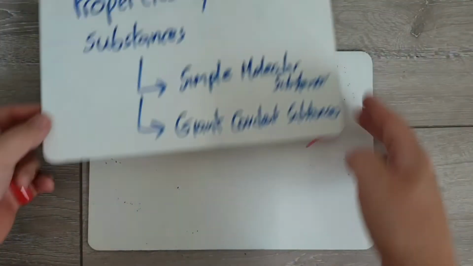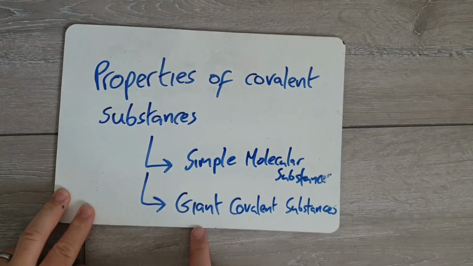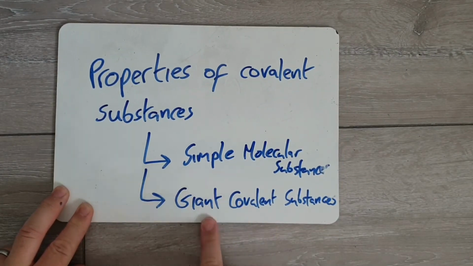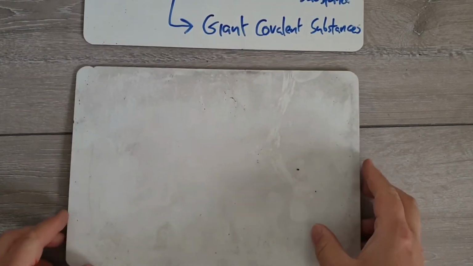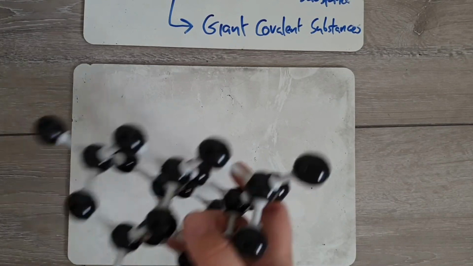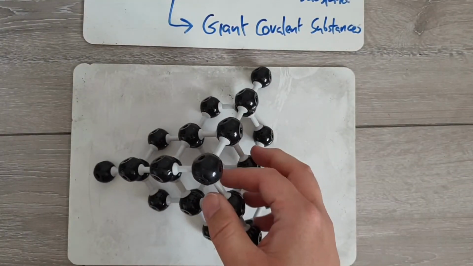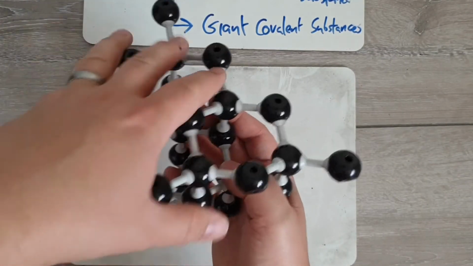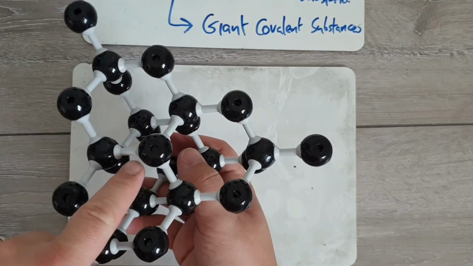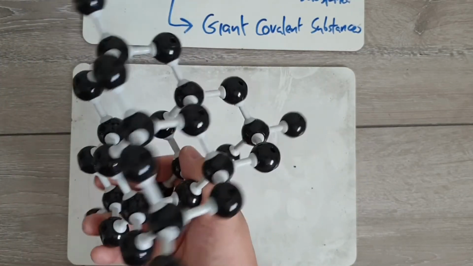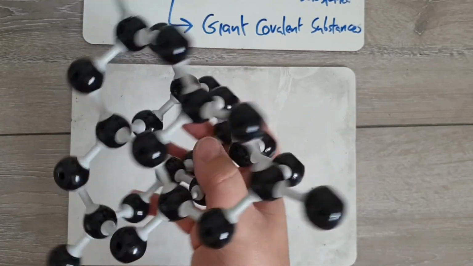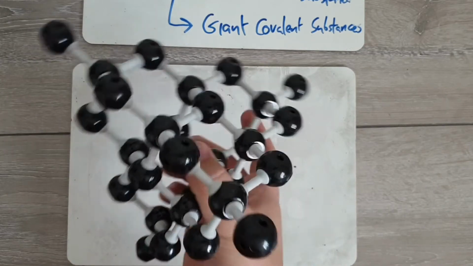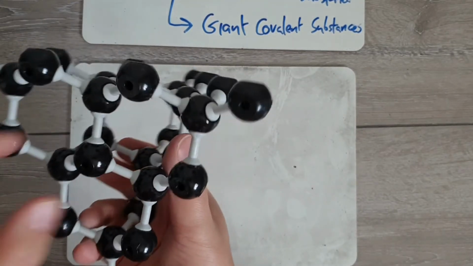So now we're going to talk about giant covalent substances. So clues in the name for giant, they're massive. So if I get some diamond here, so diamond made of carbon, and if you look, this is a really small sample of it really. Ideally this model would be like 500 times bigger.